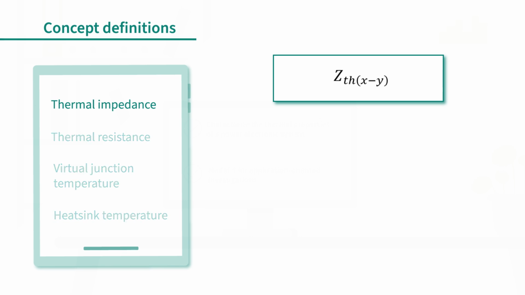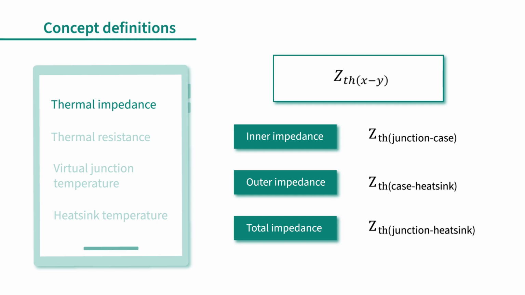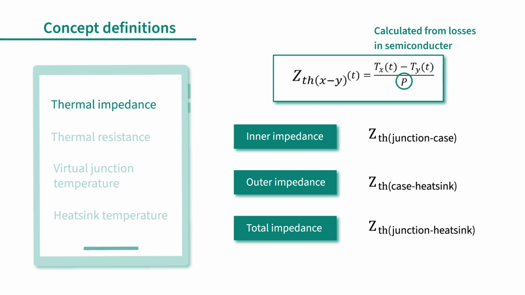The thermal impedance that is relevant for the module and the discretes datasheet is divided according to the type of module package and heat transferring agent into inner impedance and outer impedance. However, it can also be designed as total impedance. In this case, J stands for junction, C for case, and H for heatsink. ZTH x to y is defined as the quotient of the difference between the temperature that applies to the positions x and y and the heat flow of the power flowing through those sections. The value of P is calculated from the losses in the semiconductor.